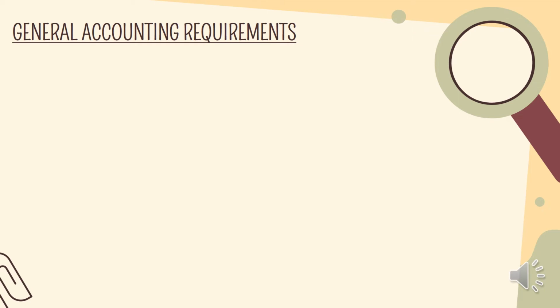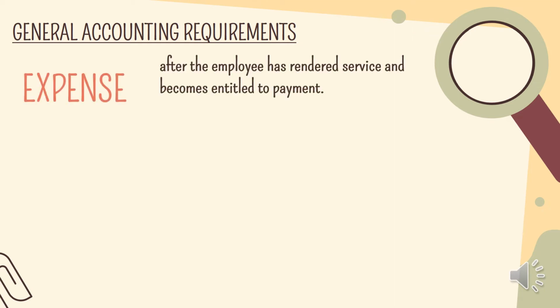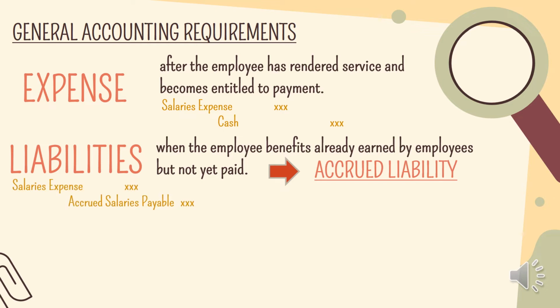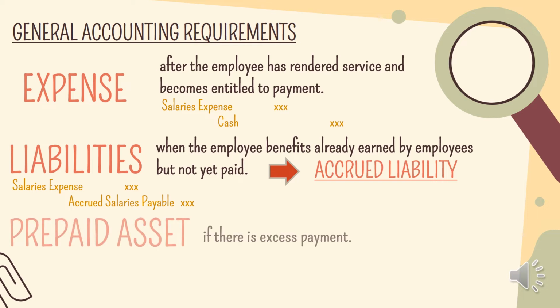For general accounting requirements, first, expense. After the employee has rendered service and becomes entitled to payment, nire-record siya as debit salaries expense, credit cash. Liabilities. Kagaya nung kanina, kapag nag-render ng service at hindi nabayaran, nire-record siya sa accrued liability, salaries expense for debit, accrued salaries payable for credit. Prepaid asset. Ibig sabihin advance. Sobra, there is an excess in the payment. It is recorded as prepaid asset, credit cash.